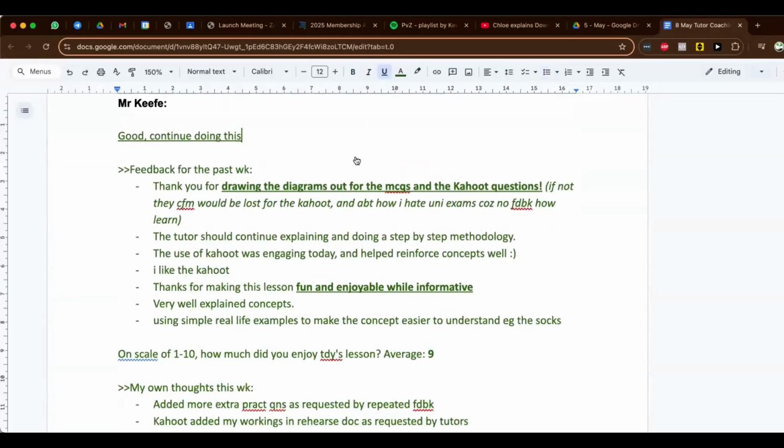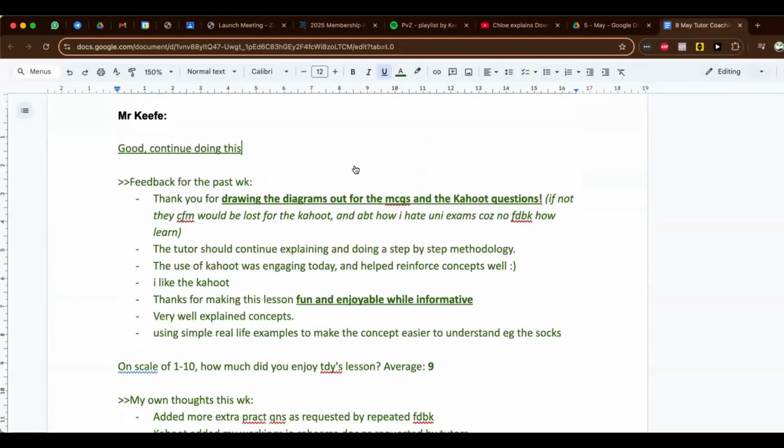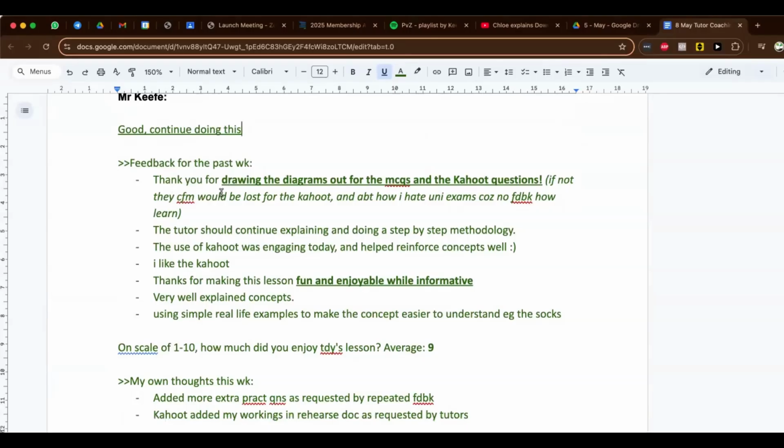Okay, even if there's no negative feedback, right? Or let's say there's no positive or negative feedback, still give what you think you can improve on for the past week. Okay, so for mine, the feedback was, something I want to highlight is that they said, thank you for drawing out the diagrams for MCQ and Kahoot questions.